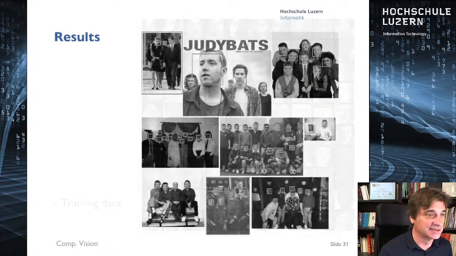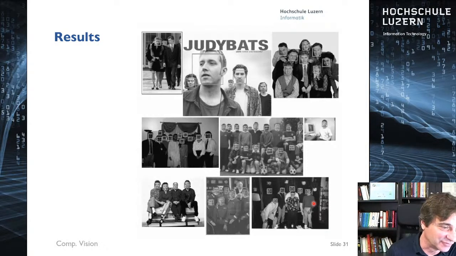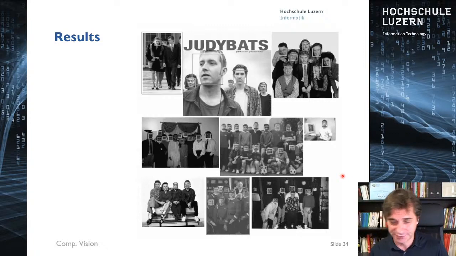They use this as training data, and here are some results from the original paper, which work quite well, though not in all cases. So Scotty is missed here in Star Trek. Here a face is missed. There are also different resolutions here.